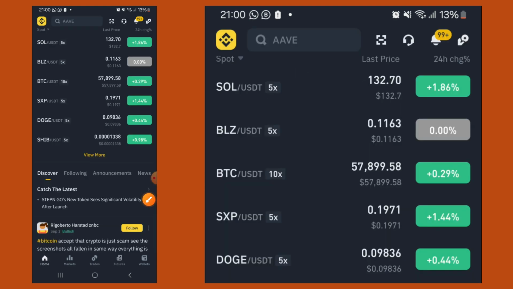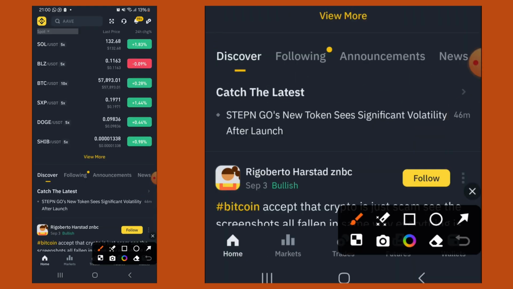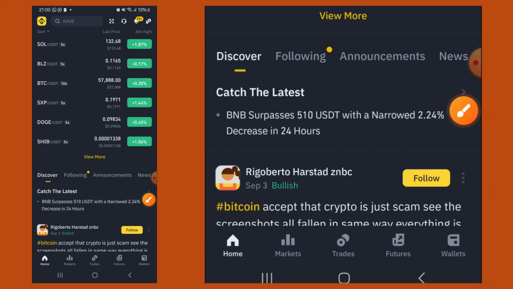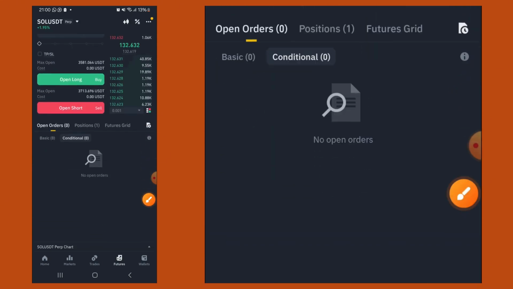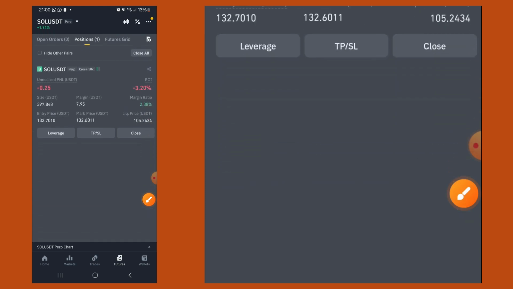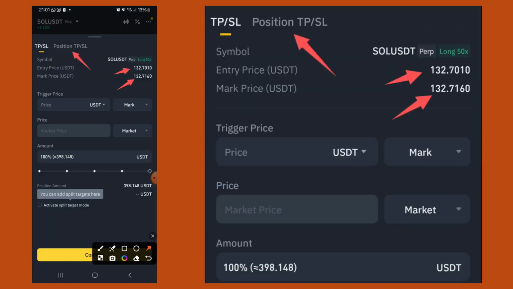When you are at the home page, come and click on features and then select the position. Of course, your running trades will be here, and then click right here on take profit stop loss. Come to position.